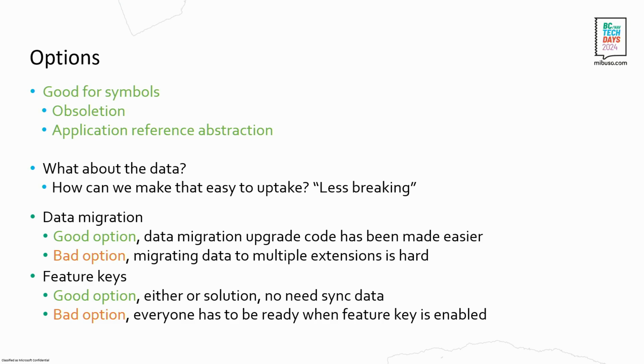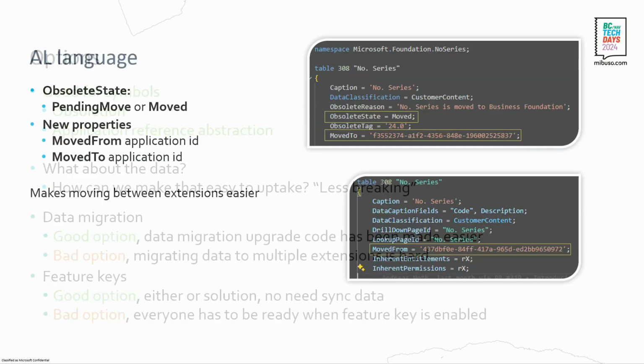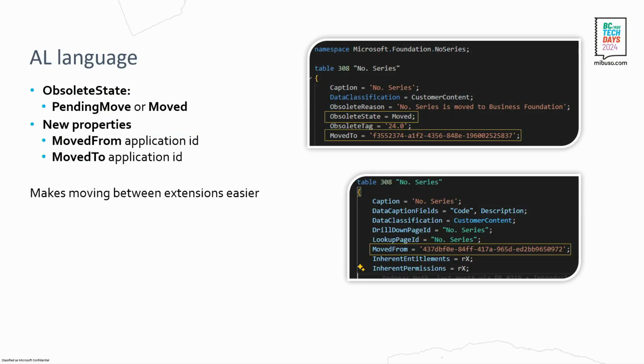The simples we have a good solution for. So we introduced the new obsolescence state. Actually, there are two, pending move and moved. And there are two new properties, the moved from and the moved to. So that gives you an indication that something is about to move, where it's moving from, where it's moving to, or something has moved, where it's moved from and where it's moved to, right? Should make this move a little easier.